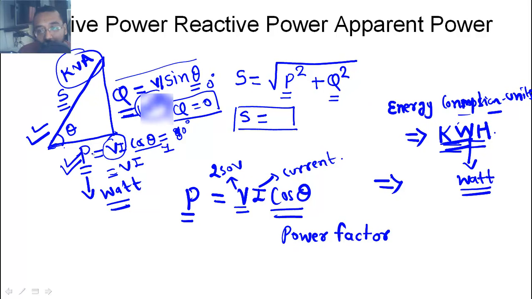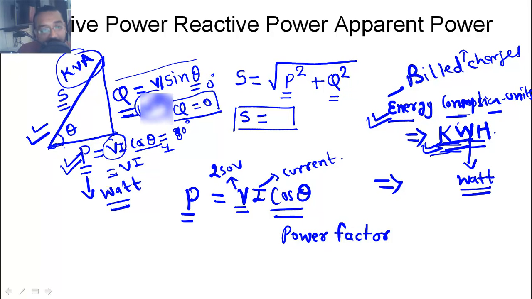So just don't go into that much detail, but what we can do is we can have this kilowatt hour. Energy consumption, for which you are being billed or charged, means for which you have to pay the money, is nothing but energy consumption, and it is measured in kilowatt hours. And if it is measured in kilowatt hours, then you are being charged for nothing but active power only.